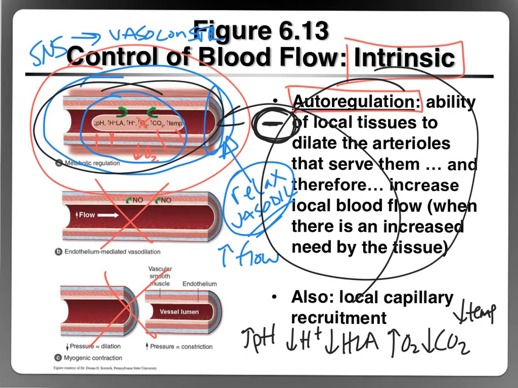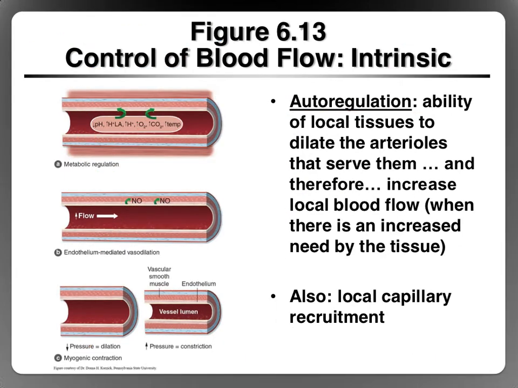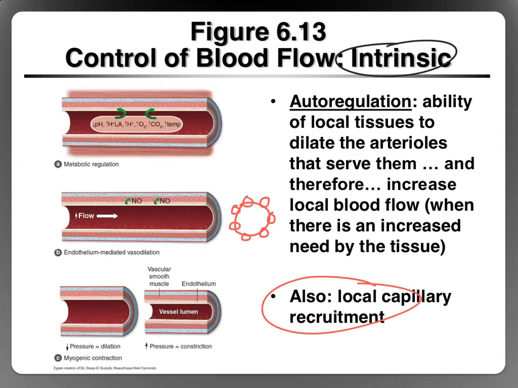So let's say a little bit about the second way blood flow is controlled intrinsically, which is through what we call local capillary recruitment. Every muscle, every tissue in the body has capillaries feeding it. The arterioles feed into capillaries and tissues. So this particular tissue has 7 capillaries.